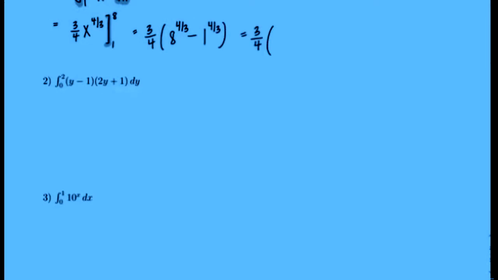The 4 over 3, okay, so this is going to be 8 to the 4 over 3. That is the cube root of 8, right? You take the denominator, take that root of the number, so that is 2, and then raise it to the 4th power, so that is 16, minus, and then 1 raised to anything is 1. So nice. Okay, so this will be 3 over 4 times 15, which is 45 over 4.